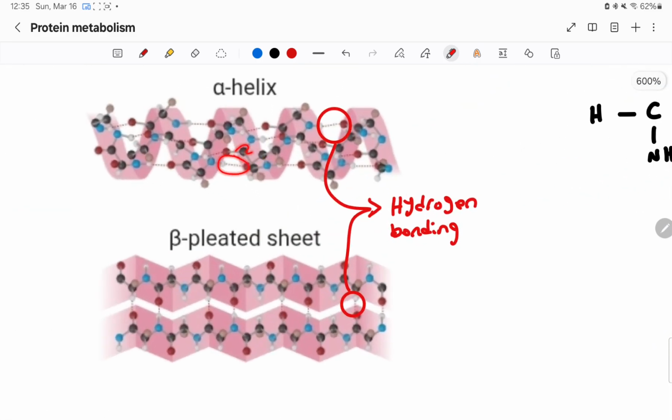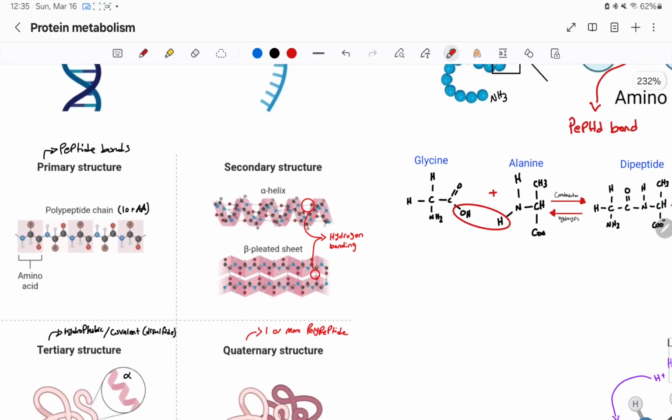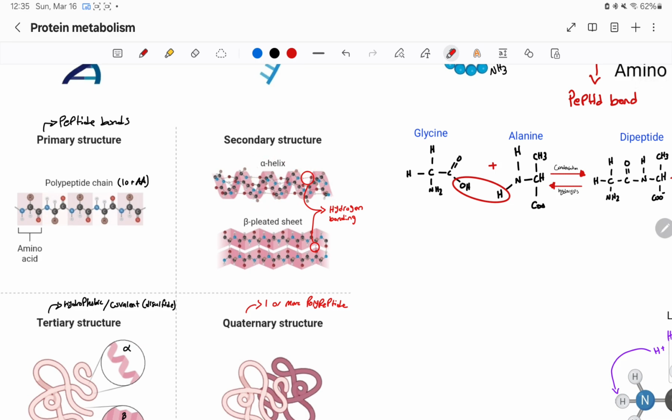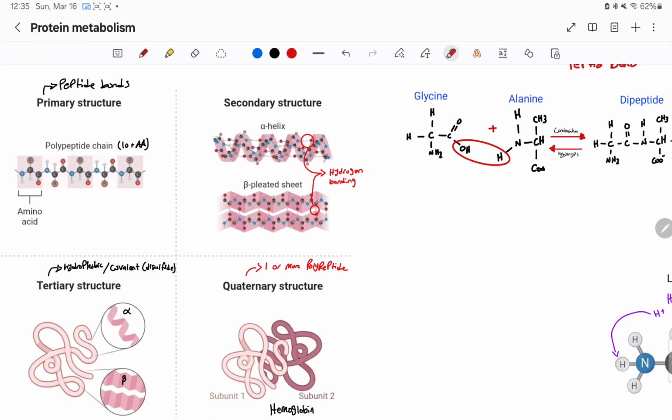I could zoom in more and I'd show you right here, right here, right here. These are hydrogen bonds. But for now, it suffices to understand that it is hydrogen bonding between these. Some proteins can also take a tertiary structure and a quaternary structure. Quaternary structure is a little bit more rare, but tertiary structure is where you have this mix of alpha and beta. It's a 3D structure for the protein, and it occurs because of some hydrophobic interactions and covalent bond interactions.